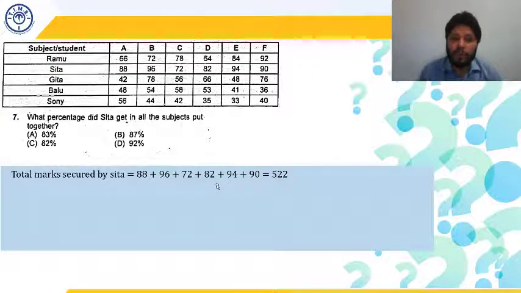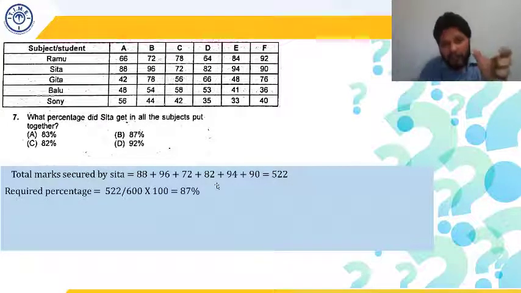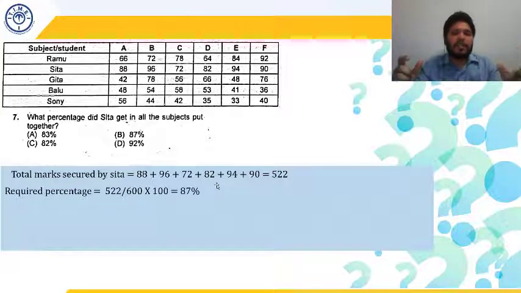So if Sita scored 522 marks total, we need to find out 522 is how much percentage of 600. So 522 upon 600 into 100. Again, we need not solve this by calculation, 5220 upon 600. You need not do that. You can do it directly. You want 522 is how much percentage of 600?